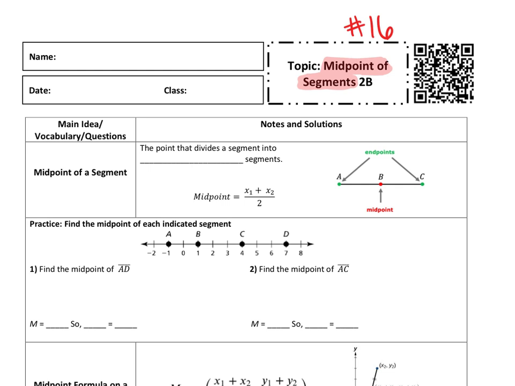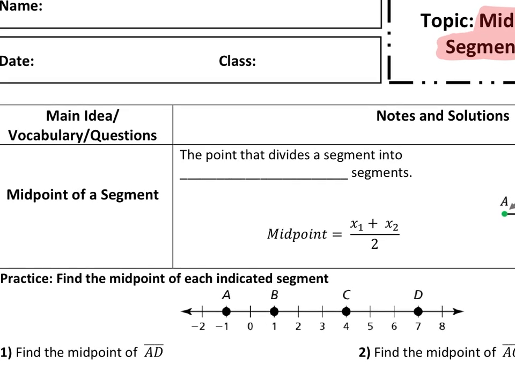Midpoint is exactly what it sounds like. The midpoint is a point that divides a segment into two equal segments. That is a midpoint. And midpoint sounds like middle point. That's literally what it is. It is the middle point between two other coordinate points.